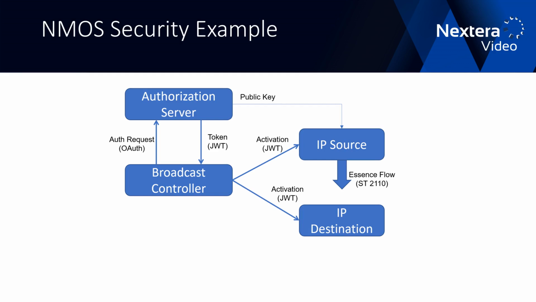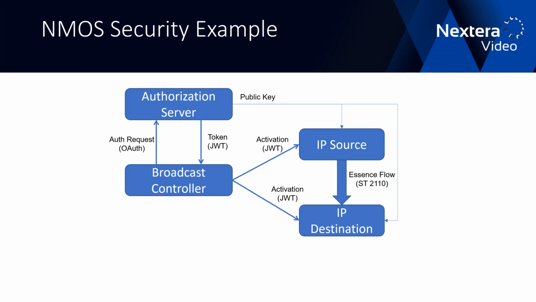Meanwhile, the broadcast controller sends its activation to the destination to actually do the switching. And at the same time, that destination is getting its public key, making sure that these match. And once everything's verified on both ends, this is when we can do our source destination take. The IP destination subscribes to the source, and we've done our switch securely.